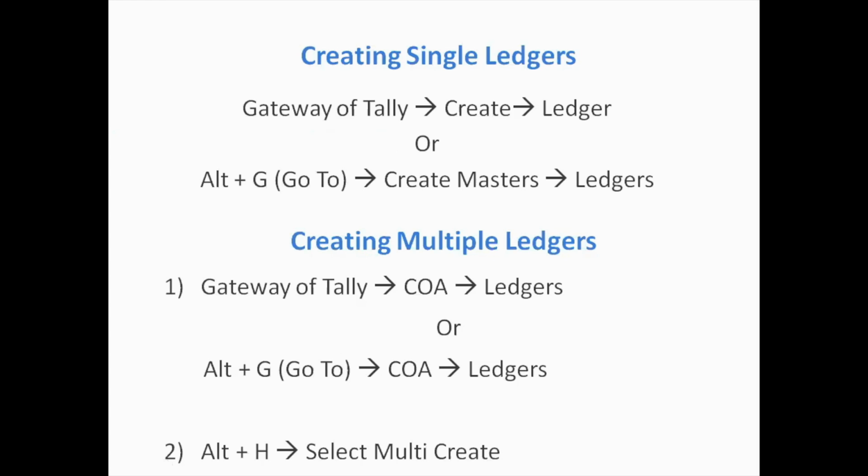But if you want to create multiple ledgers at a time, the way available is to go to Gateway of Tally, Chart of Accounts, Ledger, or Alt G, Chart of Accounts, Ledger, and then you have to press Alt H for multi creation. So let's start creating multiple ledgers.